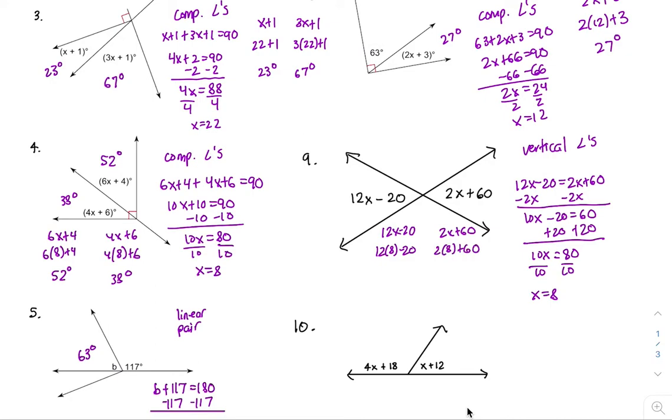And what we're going to have is 12 times 8 is 96 minus 20, so that's 76 degrees, and this one's also going to give you 76 degrees. So both of these are 76 degrees.